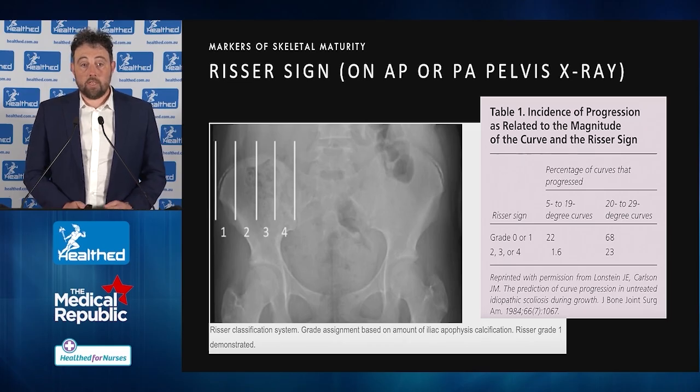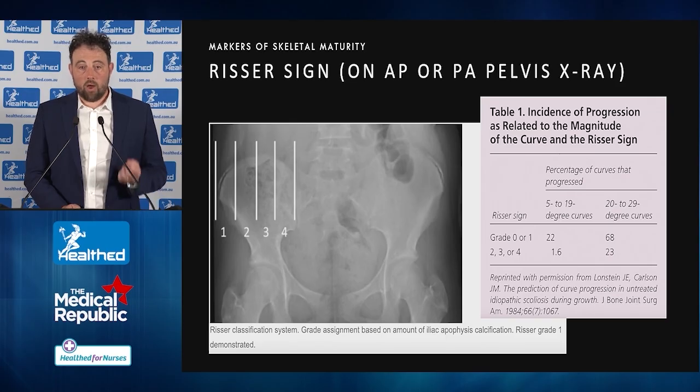We can also assess the amount of growing that a child is doing and has left to do on what's called the Risser sign, which is looked at on an AP or PA pelvis X-ray. It's basically between 0 and 5. Grade 0 or 1 means that there is substantial growth remaining. Grade 2, 3 or 4 means only minimal growth remaining.